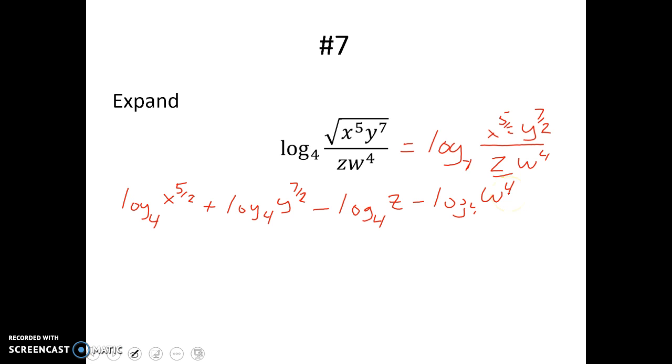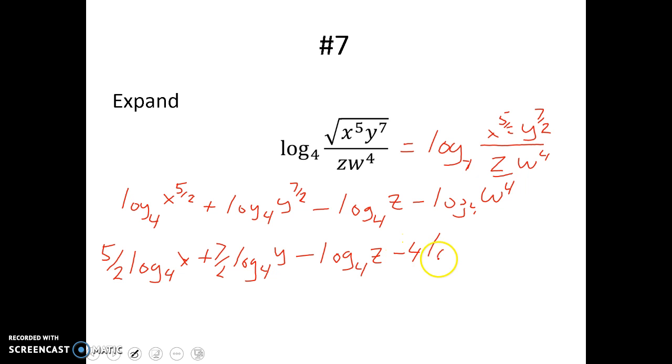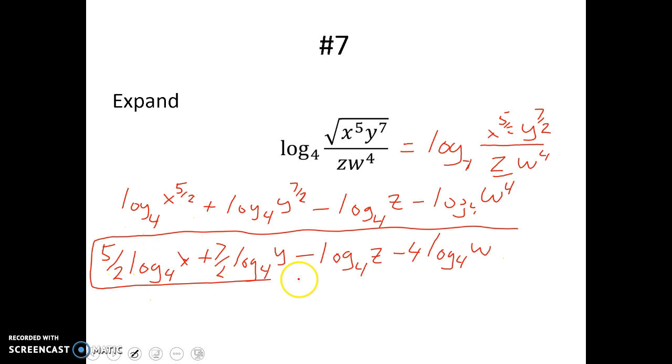Then I probably want to go through and get rid of all of the exponents, and so I could write it like this. We have 5/2 times the log base 4 of x, plus, then I have 7/2 times the log base 4 of y. I may have said that wrong earlier. Minus, it's just 1 times the log base 4 of z, and then minus 4 times the log base 4 of w. And if I expanded it all out, I should get something that looks like that.